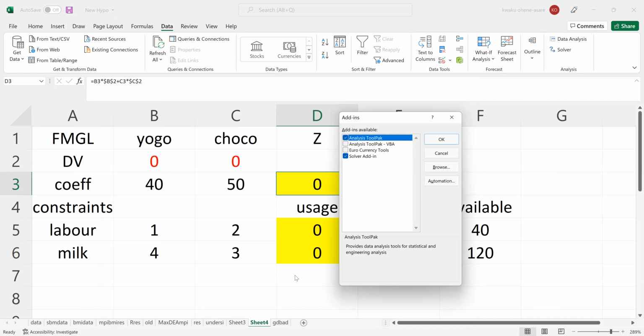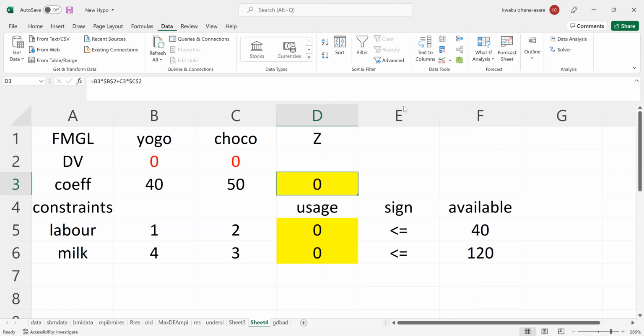You see that there's a box on the left of the solver. The solver is not ticked in your case, so tick it. Mine is already ticked. If it wasn't, it would have been empty like this. Then you would tick it. Once you tick it, click OK, and you're done. Everything will vanish. And now, when you go to your data tab, you will see solver now popping.